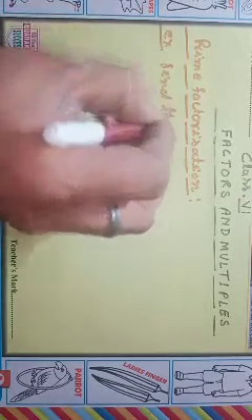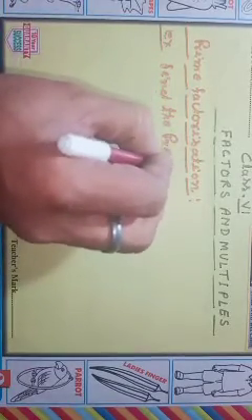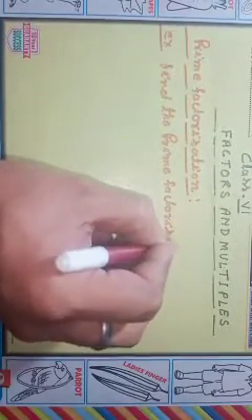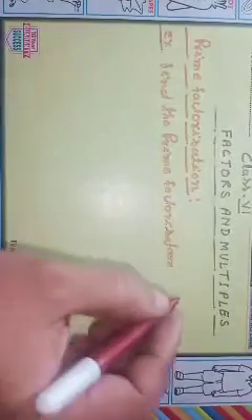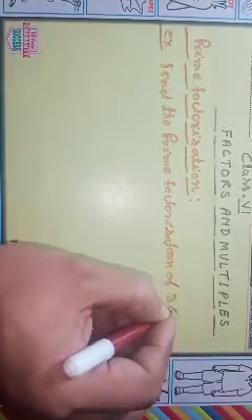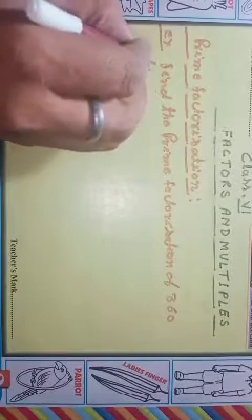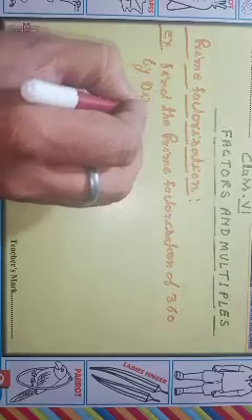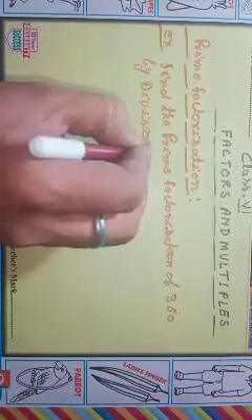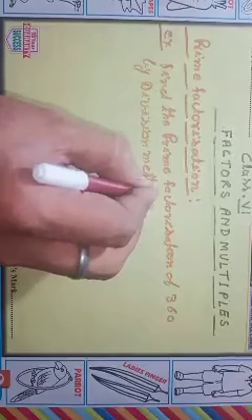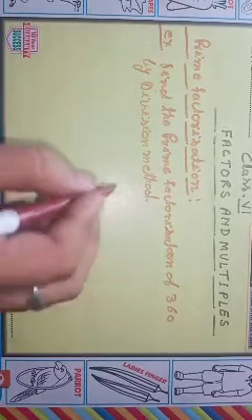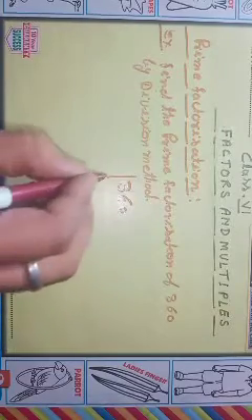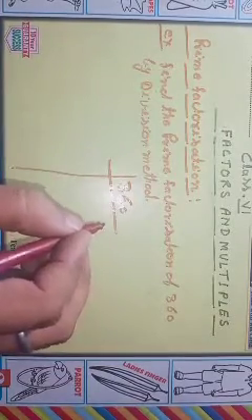Find the prime factorization of 360 by division method. So 360. First we divide by the smallest prime number.